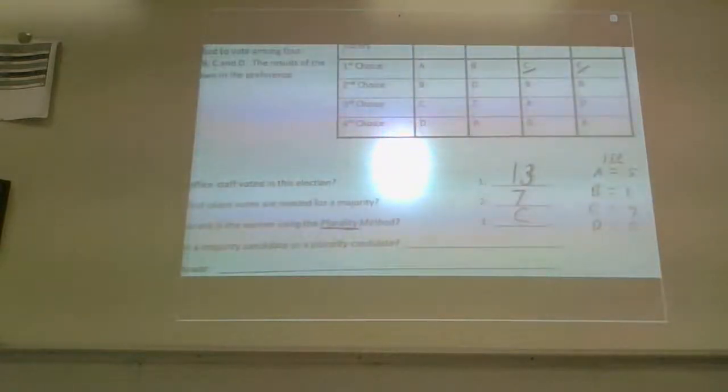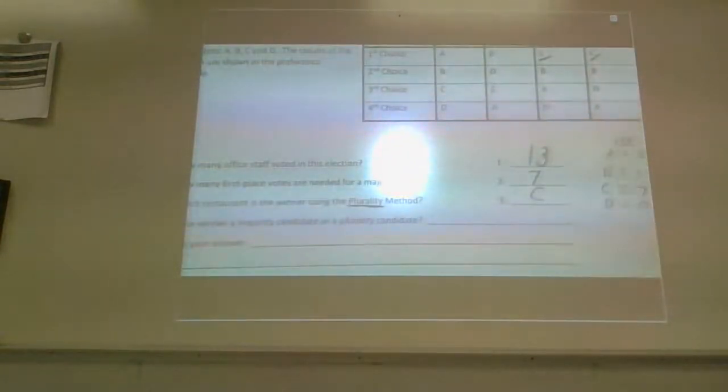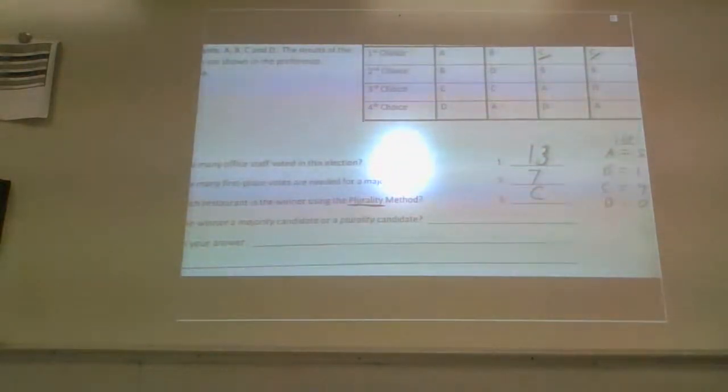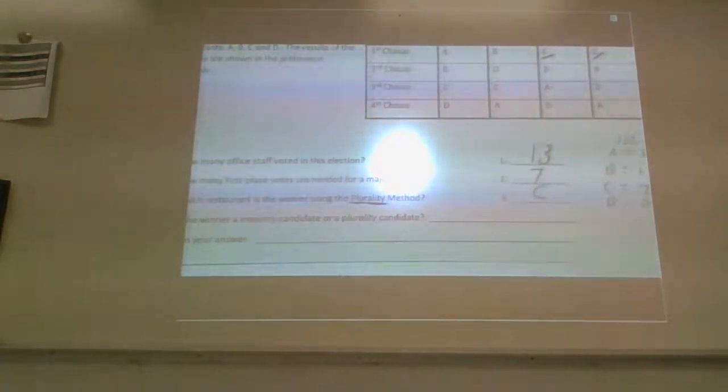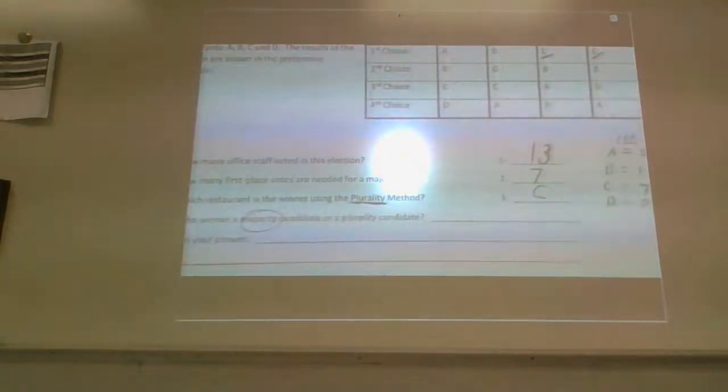Number 4, is the winner a majority candidate or a plurality candidate? In this particular instance, the winner is a majority candidate. The winner is a majority candidate because they received the minimum number of votes in order to attain a majority, let's just say. But yeah, I'm not going to write that sentence out, but that's basically what you could say. Is the winner majority or plurality? Well, majority, because they received more than half of the vote. Has to be more than half.